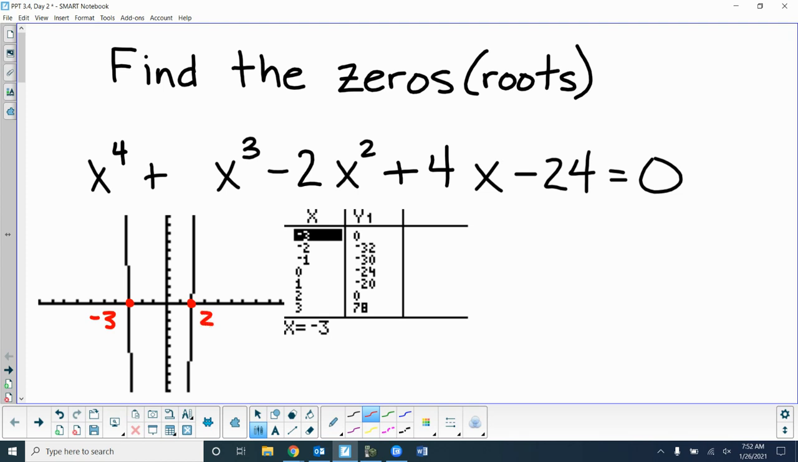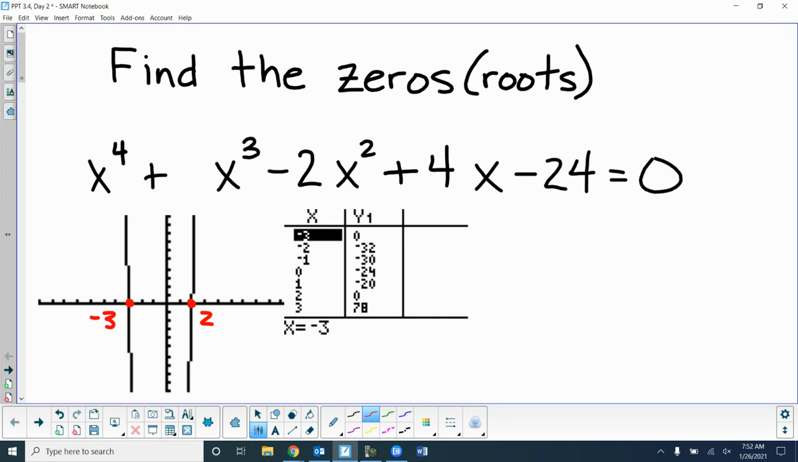So what's going on here, if I can't see the other 2, they're going to be non-real ones, imaginary ones. So I'm going to have to use synthetic division to simplify this original polynomial down to a quadratic that I can solve using the quadratic formula.